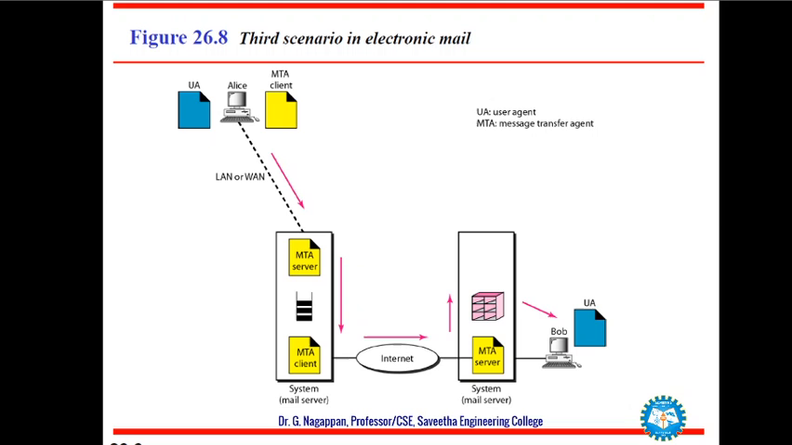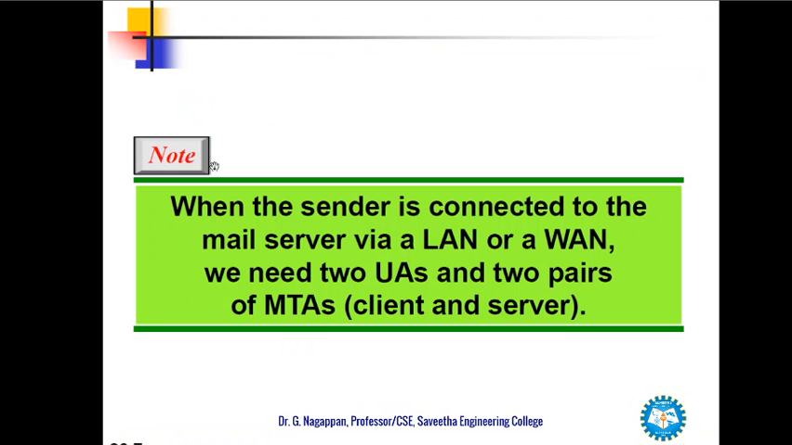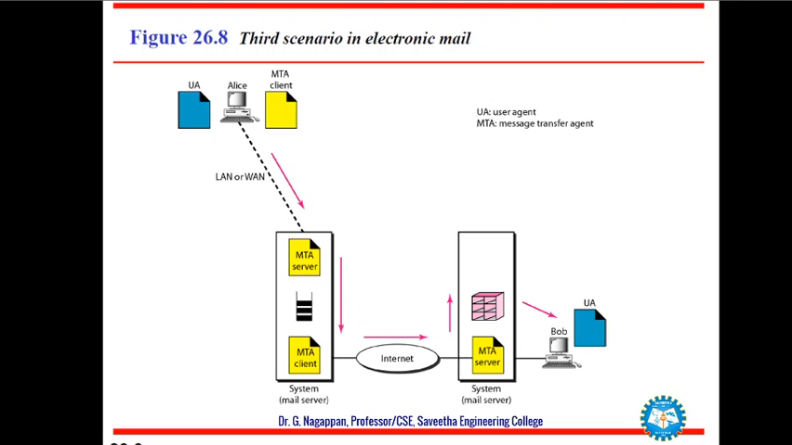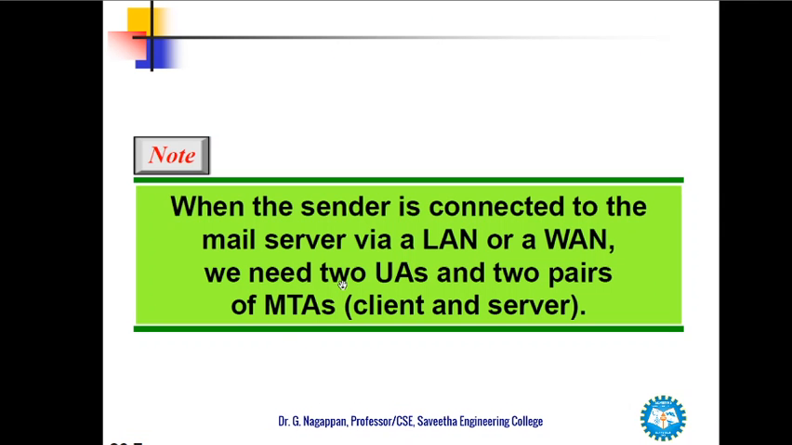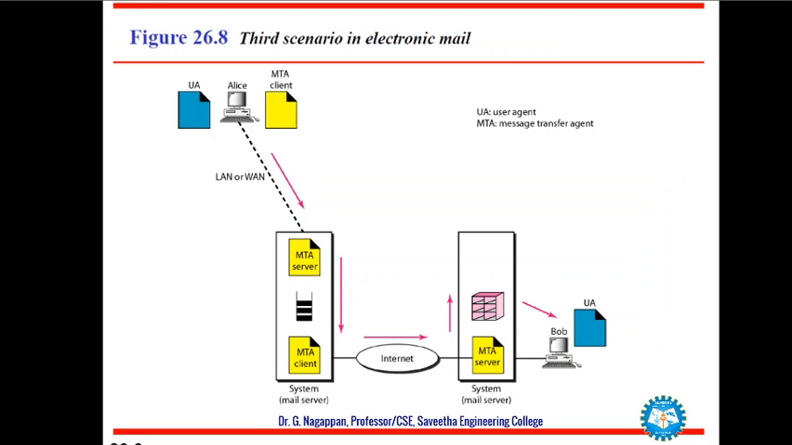Whereas the third scenario is where the user, that is the sender, is connected to the mail server via LAN or WAN, and in this situation we need two user agents and a pair of MTAs. So we have a pair of MTAs for the sender side itself.